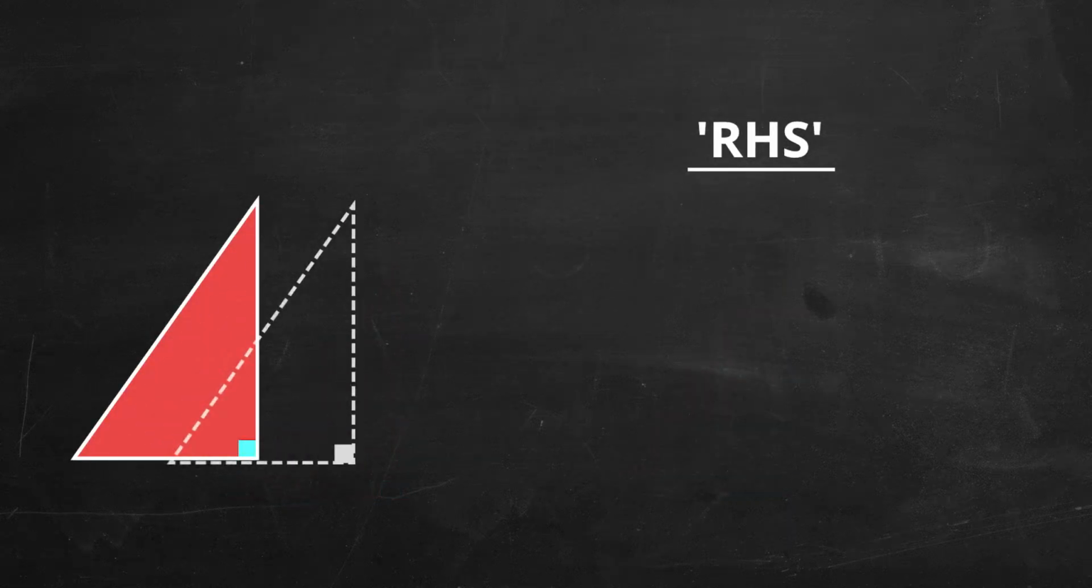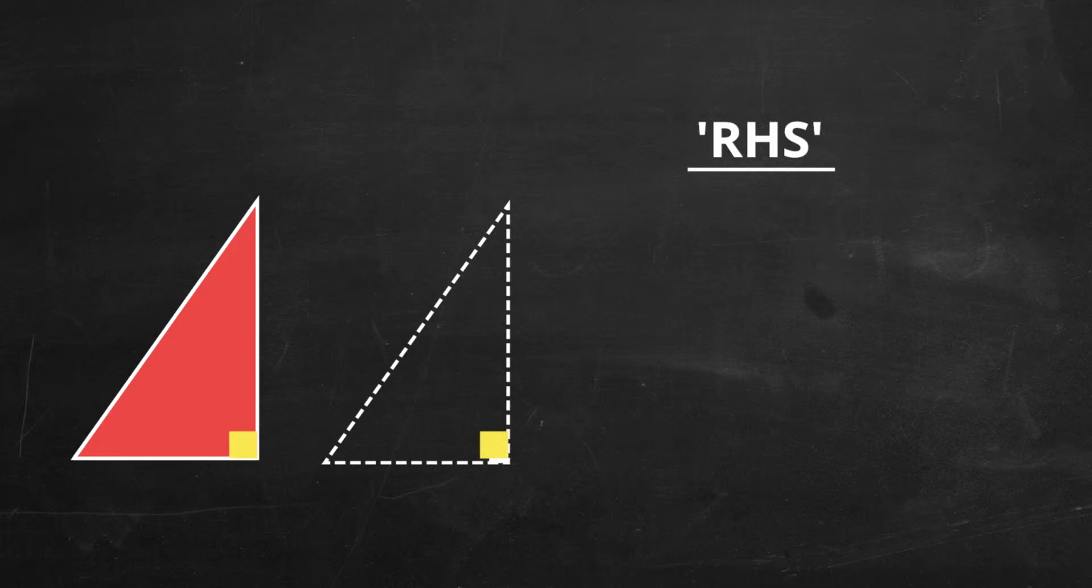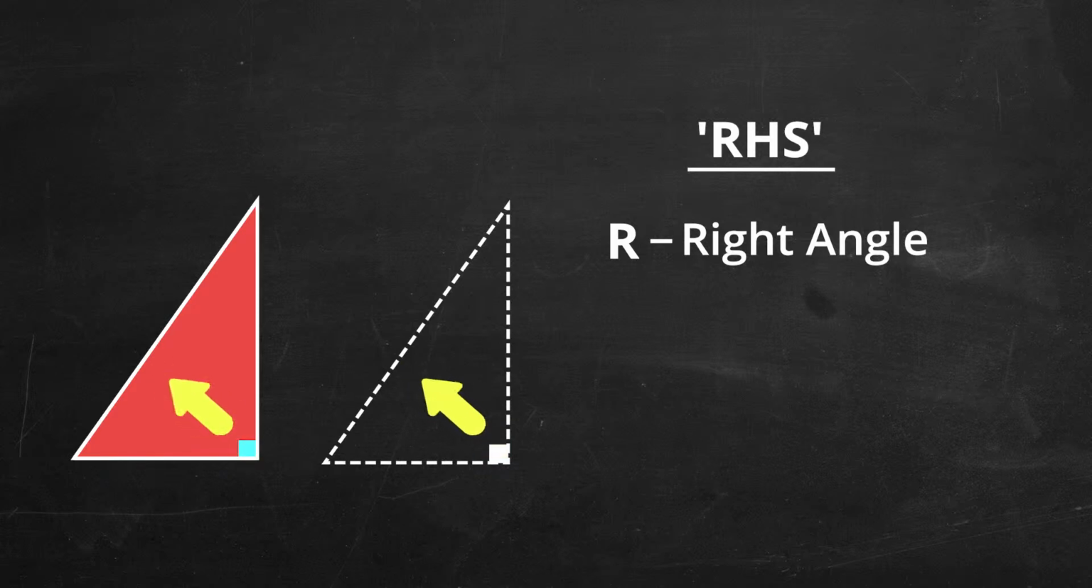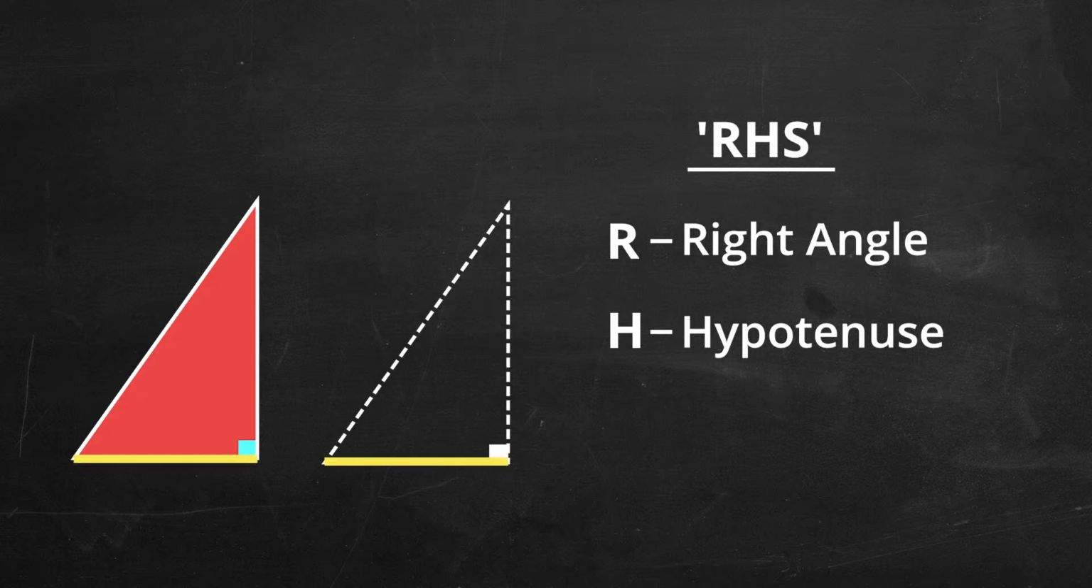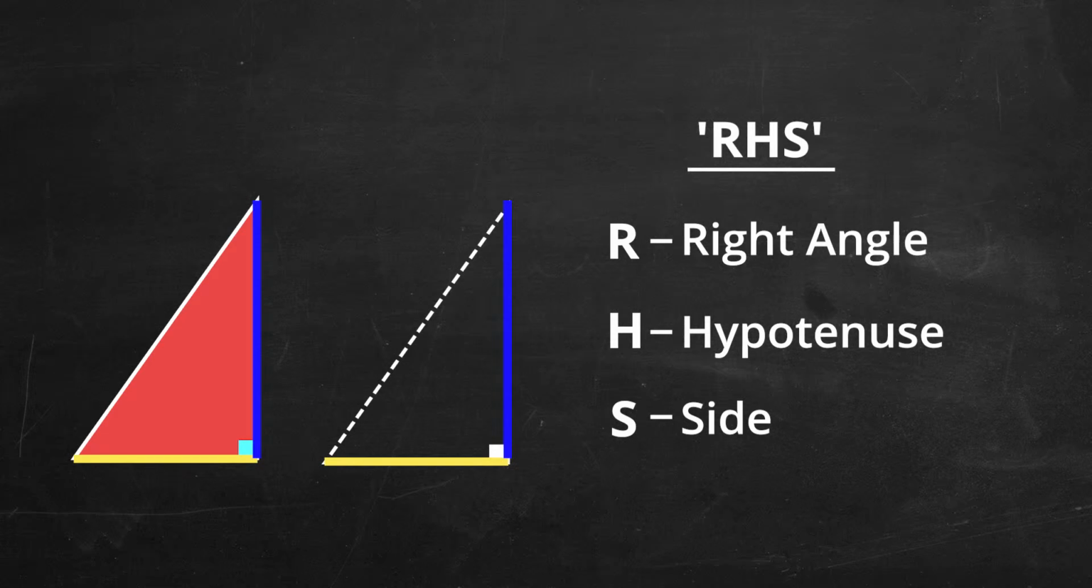Firstly, the triangle has a right angle. So, R represents the right angle. Secondly, opposite the right angle is the longest side of the triangle, also known as the hypotenuse. So, H represents the hypotenuse side. And lastly, the triangle has two other sides, this and this. So, S represents either of these shorter sides.